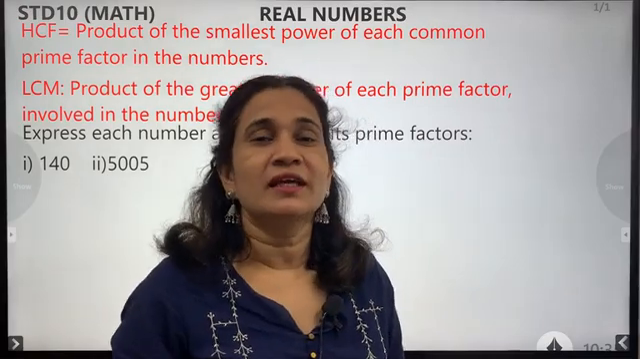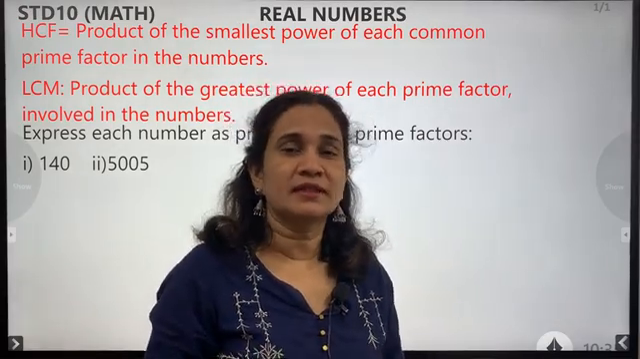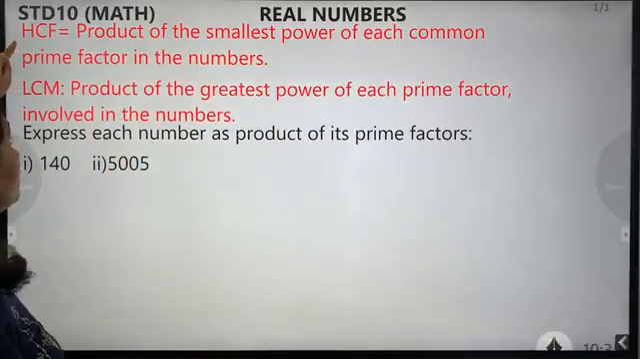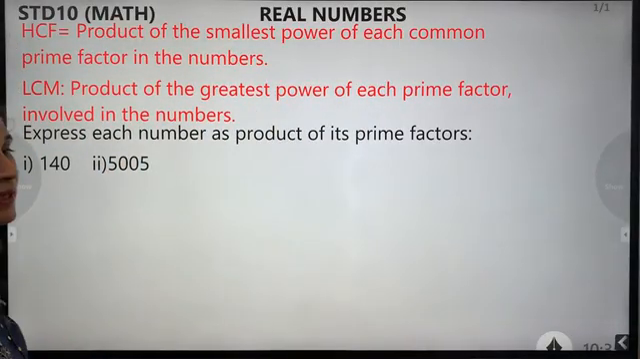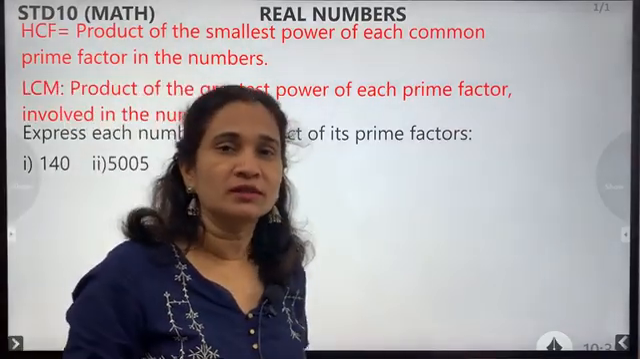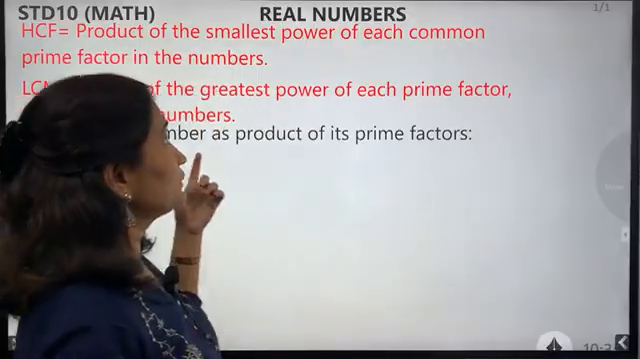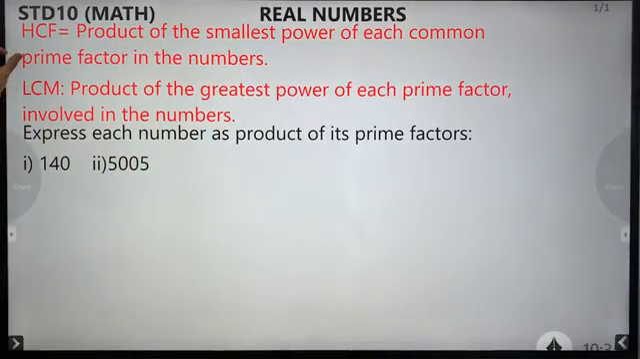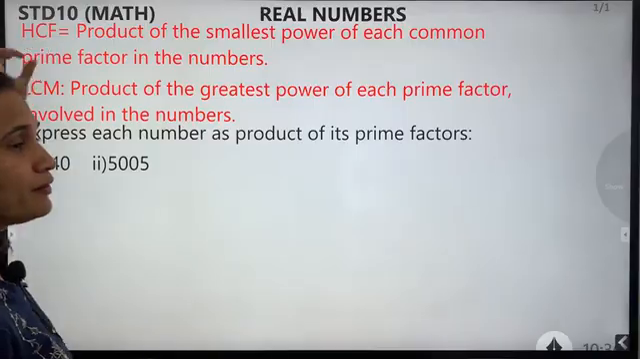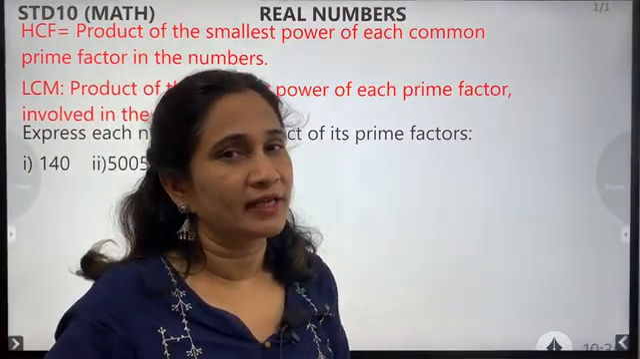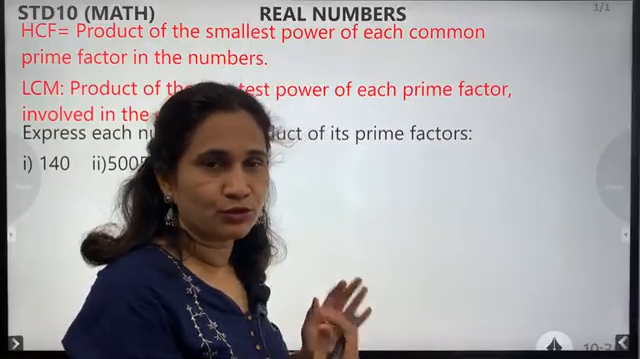Hello children, continuing in the chapter real numbers, let us now come to the important part of how to find the highest common factor and the lowest common multiple of given 2 or 3 positive integers. So for that, I will just tell you first what actually do you mean when you are finding the HCF. For finding HCF, that is the highest common factor, you need to prime factorize the numbers first. That is what I am going to show you.